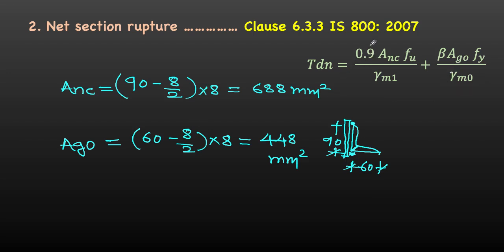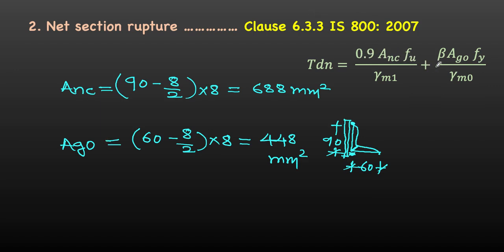Now one more thing you can see over here is 0.9. Why do we require this 0.9? Because when we are considering ultimate stress, we are not considering that ultimate stress as 100%. We are considering it as only 90%. The remaining 10% is considered as reserved strength or reserved capacity. So we are considering 0.9 times Fu.